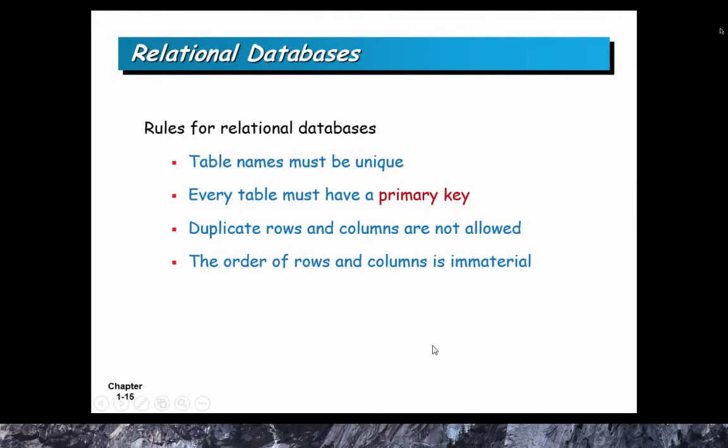So what are some of the rules for relational databases? Every table name must be unique. You can only have one table called the customer table. Every table has to have a primary key. And each primary key has to have a unique value so that you won't have duplicate rows. Right? You can't have two customers with the same customer number. You have to have different customer numbers, otherwise you have a problem. That's the primary key.